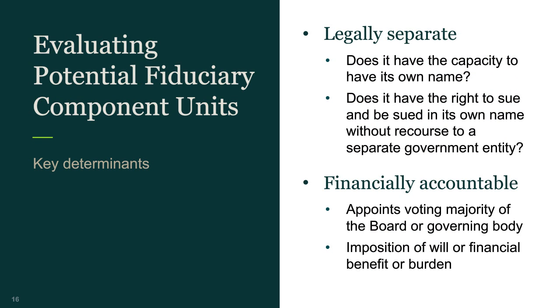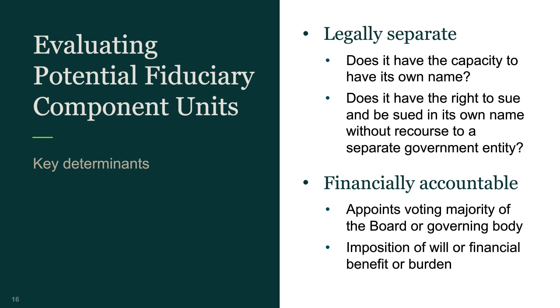Well, some questions you might want to ask would be, when you think about legally separate, does the potential component unit have its own name, or can it legally sue or be sued under its own name without any impact to the primary government? So for example, think about something like a defined benefit pension plan that has assets held in trust for the purpose of accumulating and paying pension benefits.